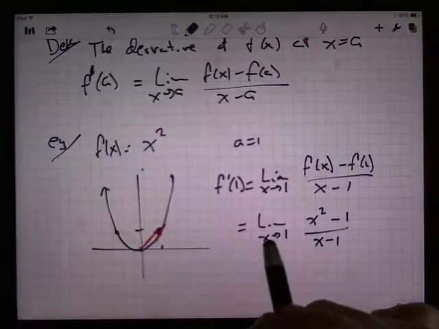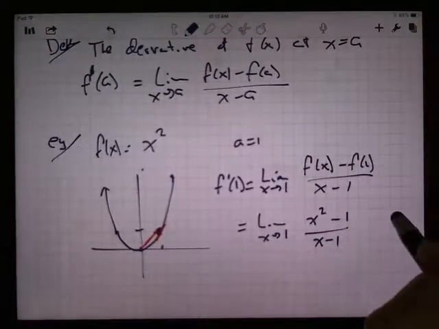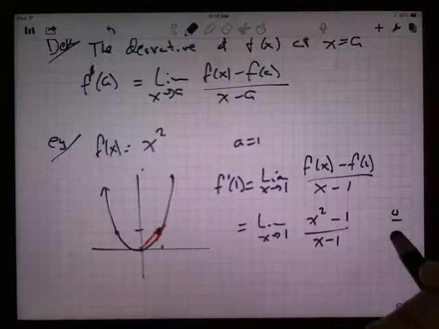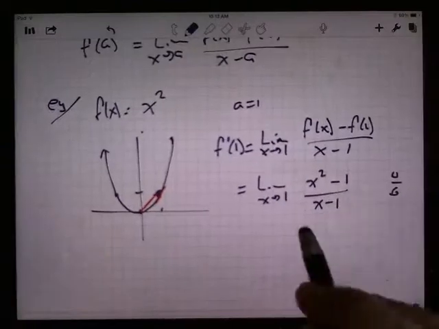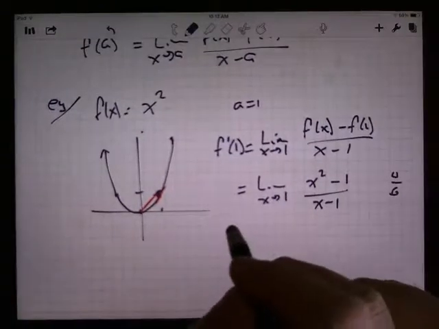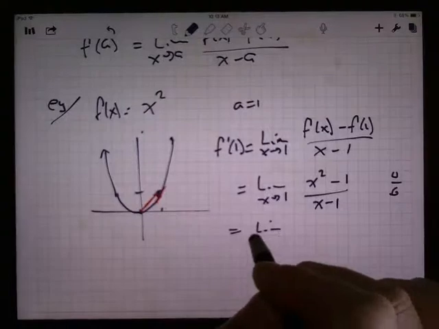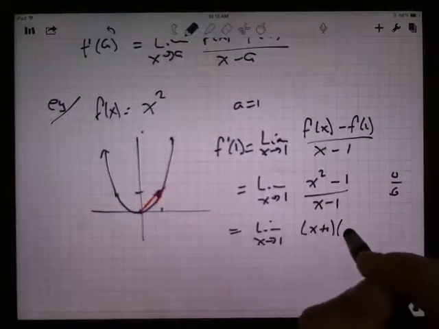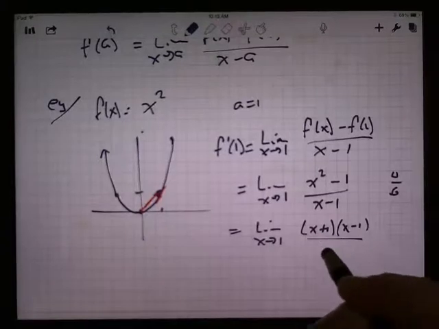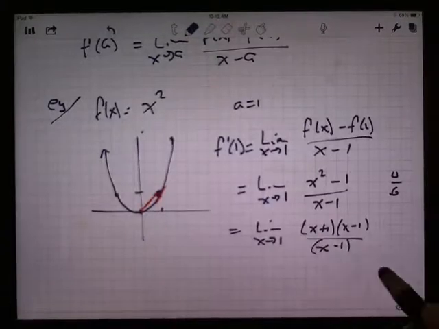If I try just plugging in x equals 1, I've got 1 squared minus 1, that's a 0 on the top, and 1 minus 1, 0 on the bottom. 0 divided by 0 always means that I probably have more work to do. There might be a limit, and so I'm going to try a factor and cancel method here. So I've got the limit as x goes to 1. The top factors into x plus 1 times x minus 1. And of course the bottom is x minus 1.